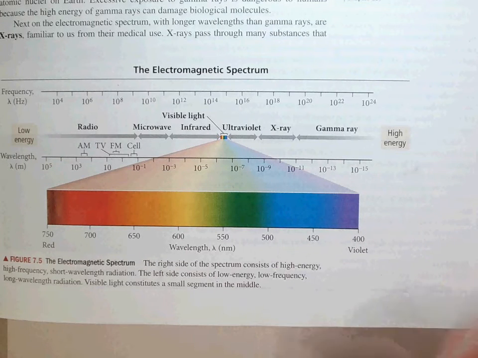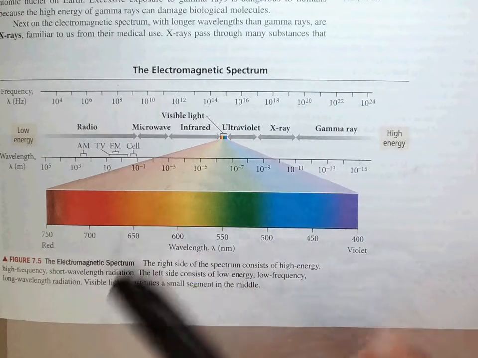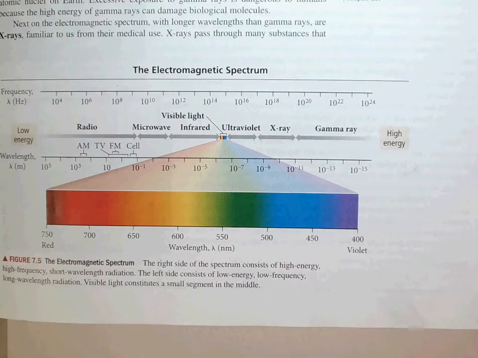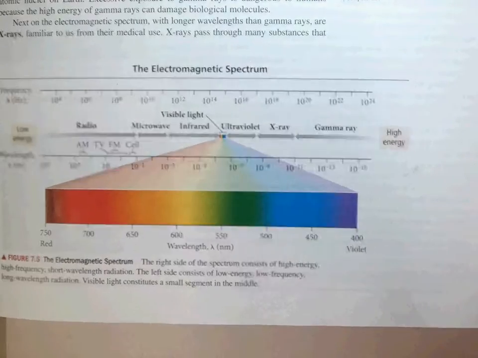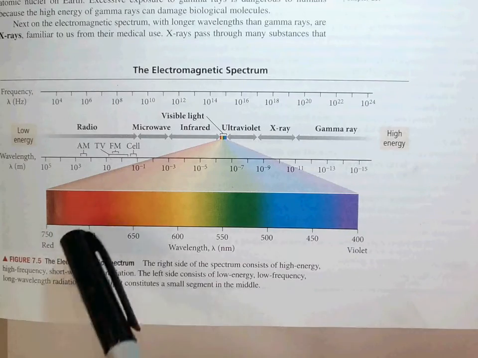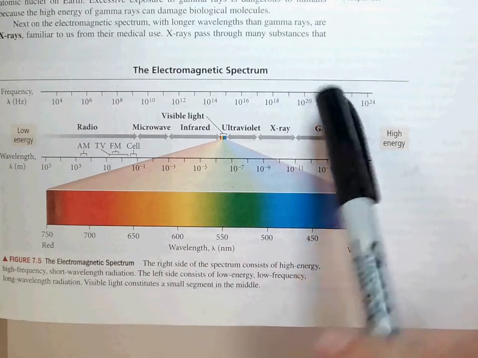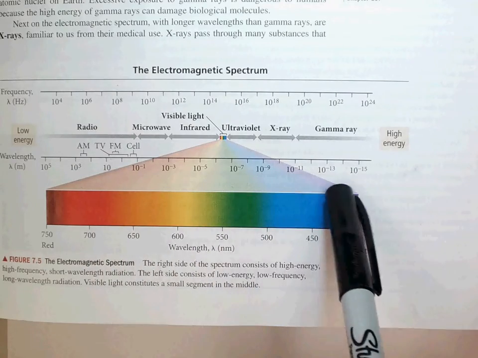Okay, we're starting our next session on looking at the electromagnetic spectrum and light. And what we see here is the electromagnetic spectrum. There we go. And just a reminder that as the frequency increases, the wavelength actually decreases.